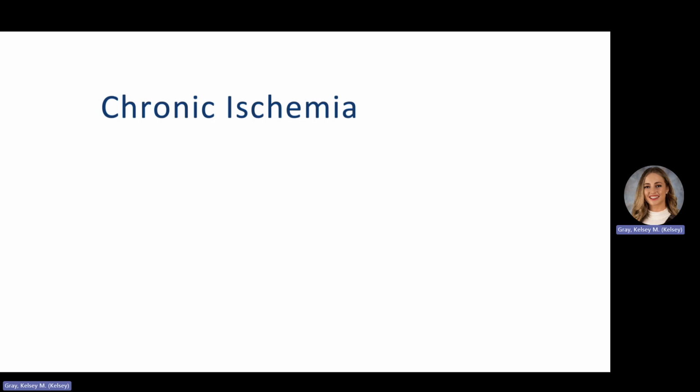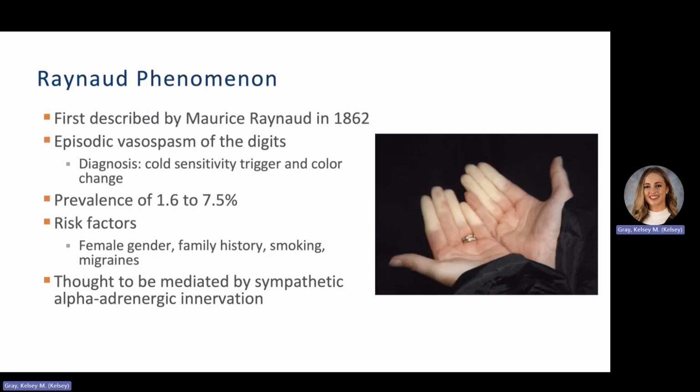Moving on to chronic ischemia. Raynaud's phenomenon was first described by Maurice Raynaud in 1862. It is a vasospastic disorder characterized by episodic vasospasm with reversible ischemia of peripheral arterioles. Diagnosis requires cold sensitivity as a trigger, followed by biphasic color change from white to blue during an attack. This is also associated with symptoms of paresthesias and burning pain.